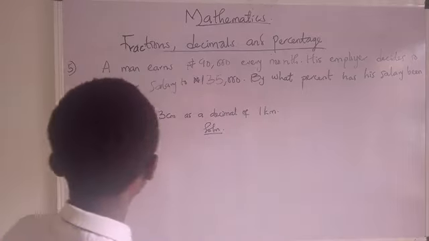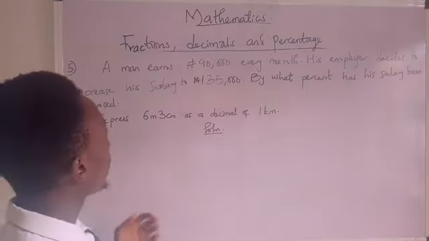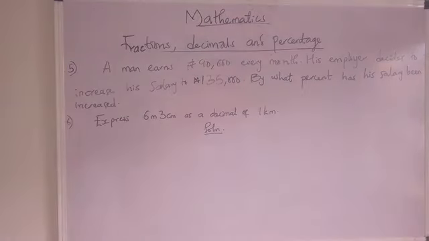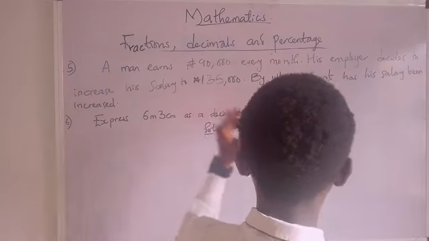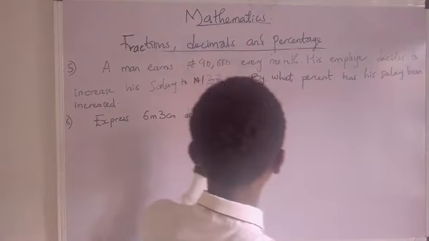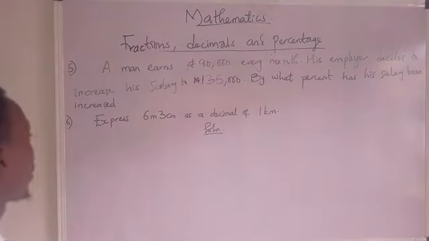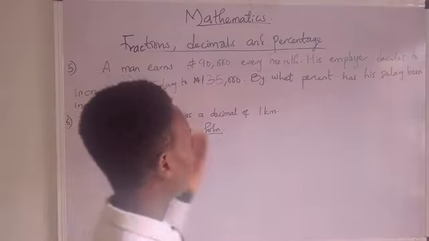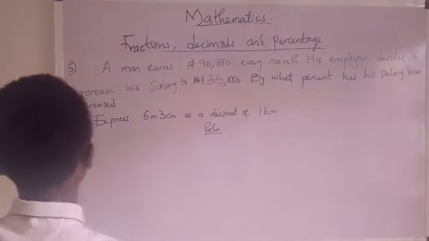Solving number 5 and 6 very quickly. You can always do well to pause when you see a new question to try out the question yourself. Now, a man earns 90,000 naira every month. His employer decides to increase his salary to 135,000. By what percent has his salary been increased? And the second one, express 6 meter 3 centimeter as a decimal of 1 kilometer. Okay, very quickly, let's solve number 5.